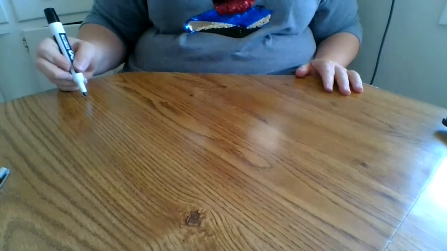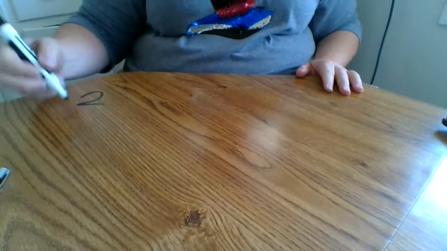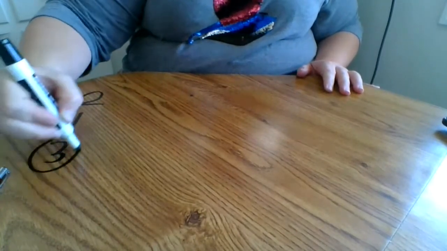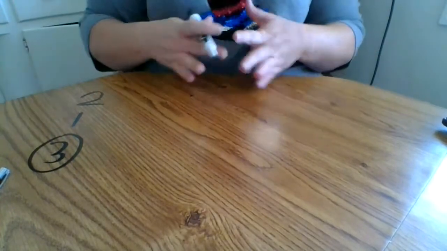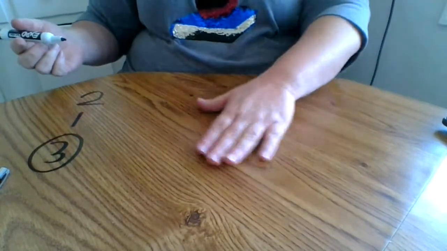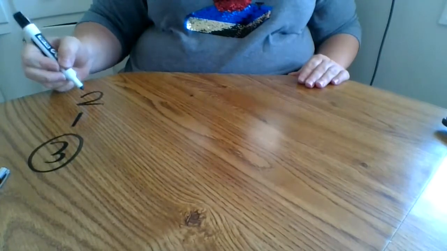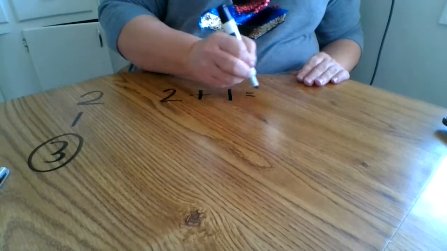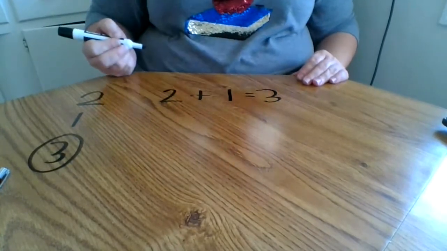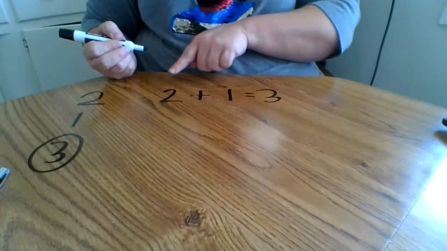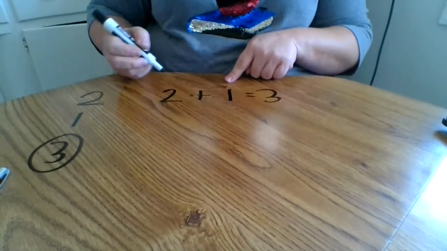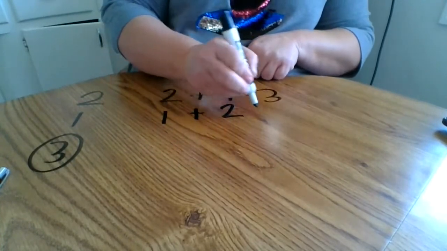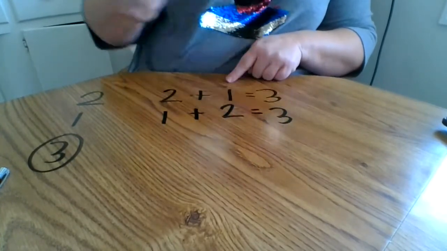The numbers that we're going to be using are 2, 1, and 3. 3 is my biggest enchilada. It's the whole thing. So for my addition problems, I know that it's going to be 2 plus 1 equals 3. Now, to write my next addition problem, I have to write the same numbers, but put them in a different order. So I'm going to do 1 plus 2 equals 3.